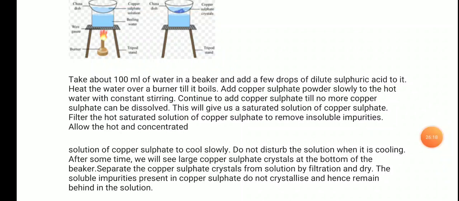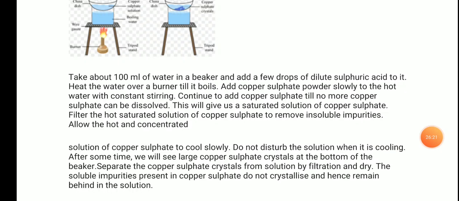Okay students, so I hope the process of crystallization is clear to you. This concludes the chapter. This is the end of this chapter.